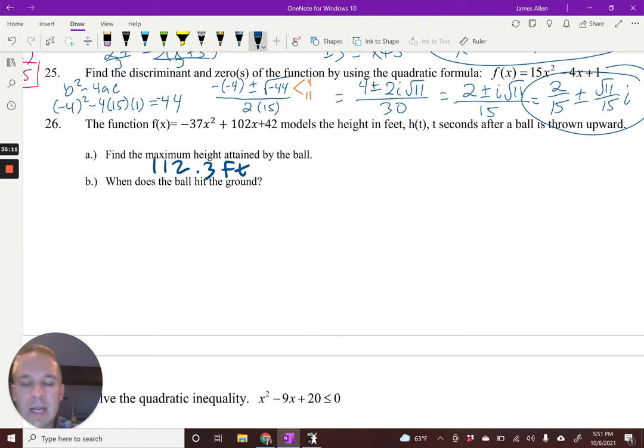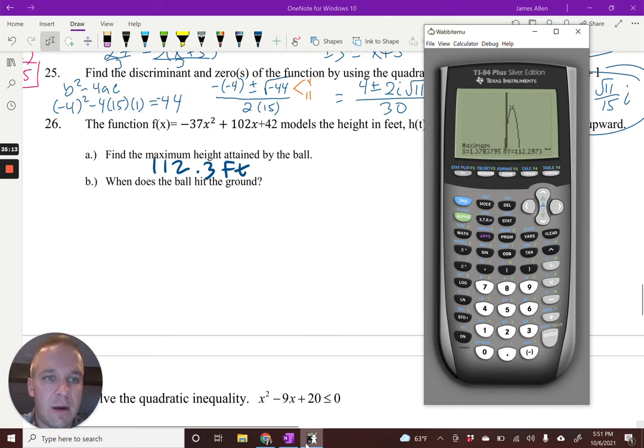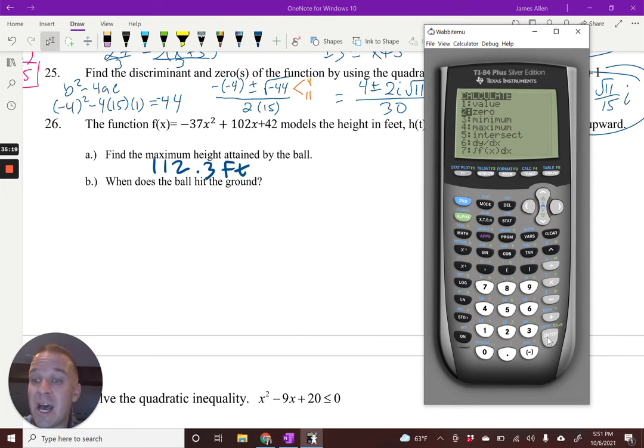112.3 feet. Now, when does it hit the ground? Well, that's once again in our calculator. If I hit second calc, I want to now find the 0, right? I want to see when it hits the ground, when it has a height of 0. So I want to go to the left side of my 0. Now, it's a little bit hard to see, but it's right here. So I'm going to get a little closer. If I hit enter, then I hit enter again after I go below my x-axis.